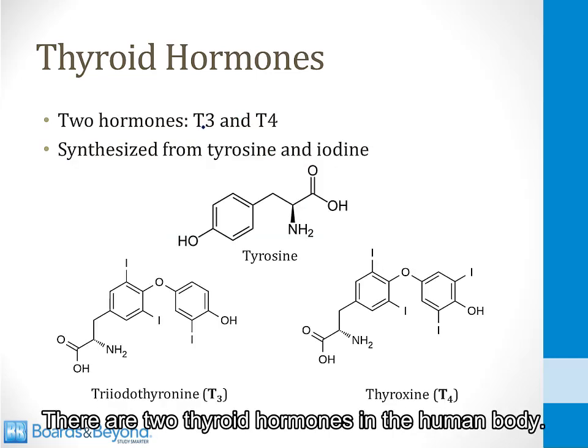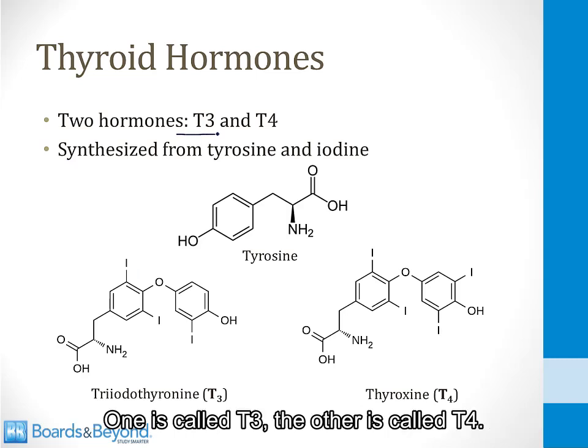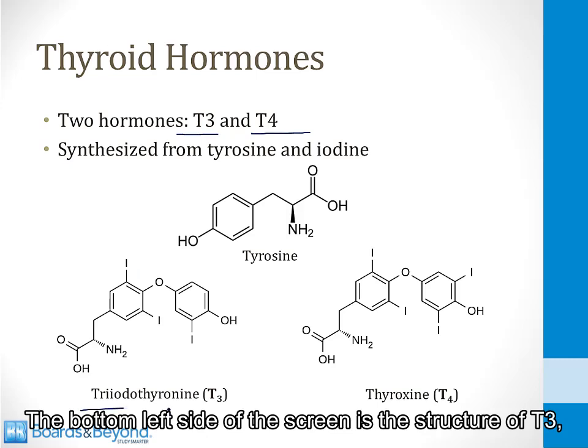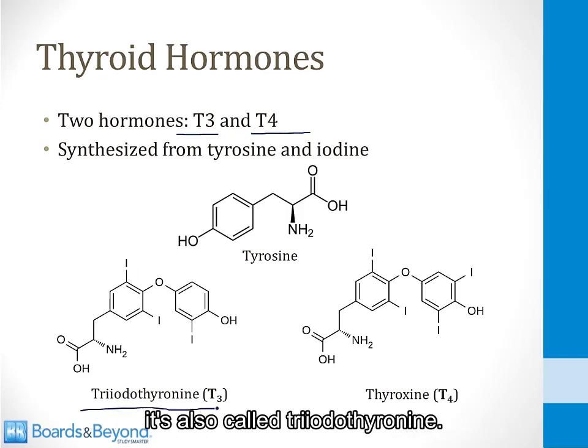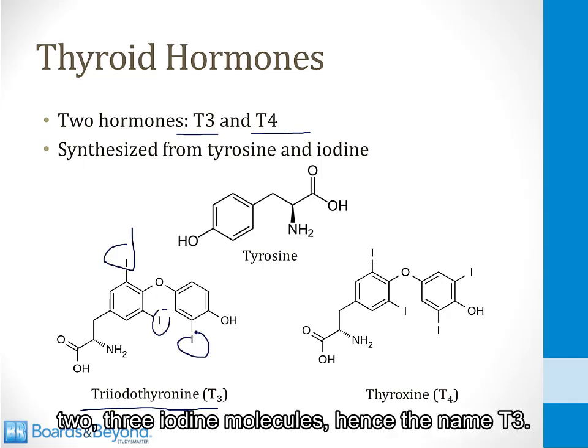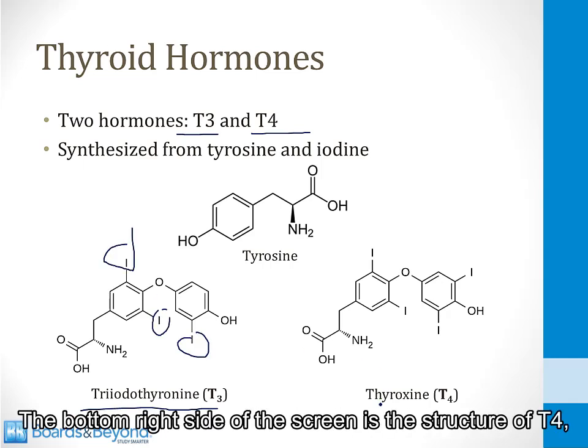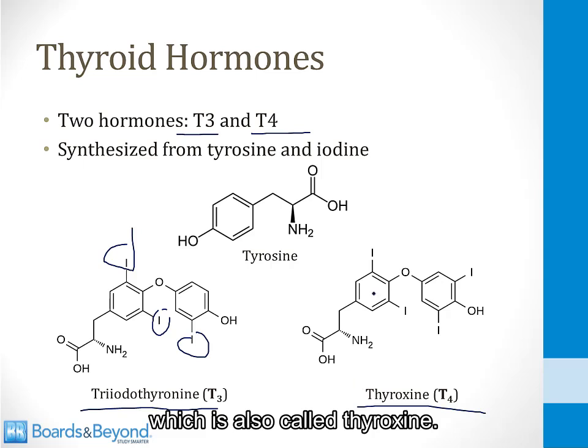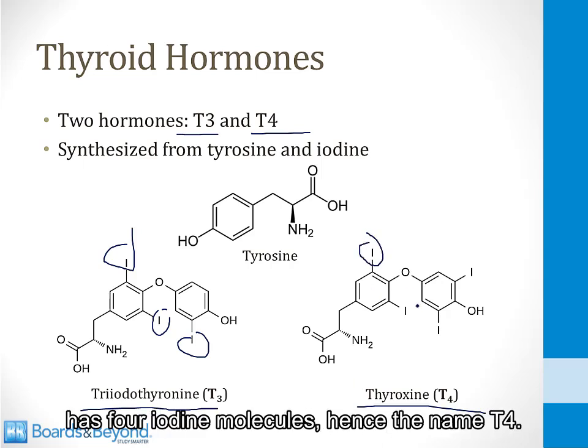There are two thyroid hormones in the human body. One is called T3, the other is called T4. The bottom left side of the screen is the structure of T3. It's also called triiodothyronine, and you can see that it has 1, 2, 3 iodine molecules, hence the name T3. The bottom right side of the screen is the structure of T4, which is also called thyroxine, and T4, as you can imagine, has 4 iodine molecules, hence the name T4.